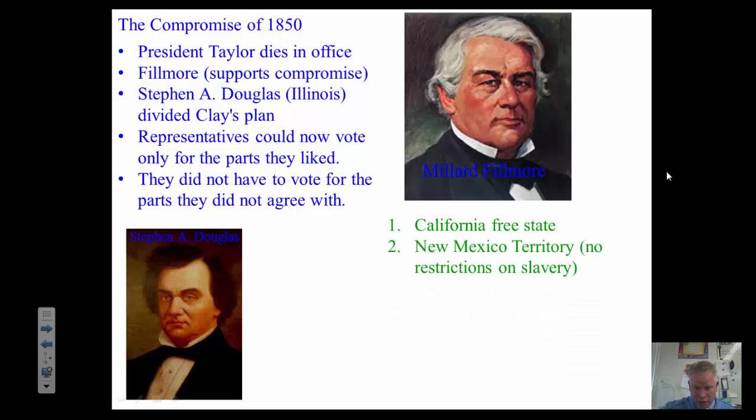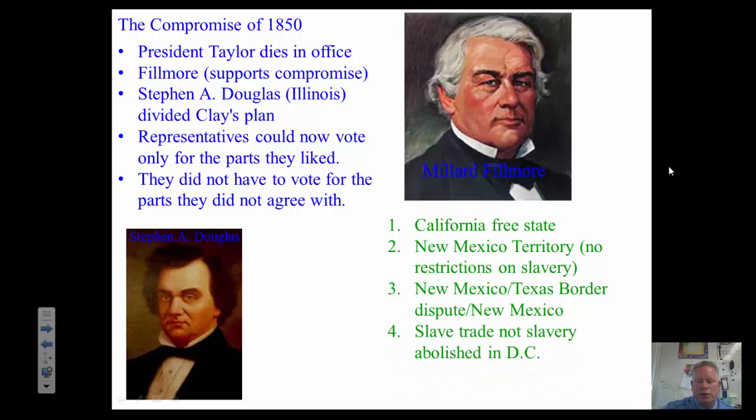New Mexico Territory, no restrictions on slavery. The ones that were against it abstained or didn't vote or said no, and the ones that were for it voted for it, and that one passed as well individually. New Mexico-Texas border passed in favor of New Mexico. Slave trade, not slavery. The slave trade got abolished in Washington, D.C., but not slavery itself, passed individually, and so did a stronger fugitive slave law.